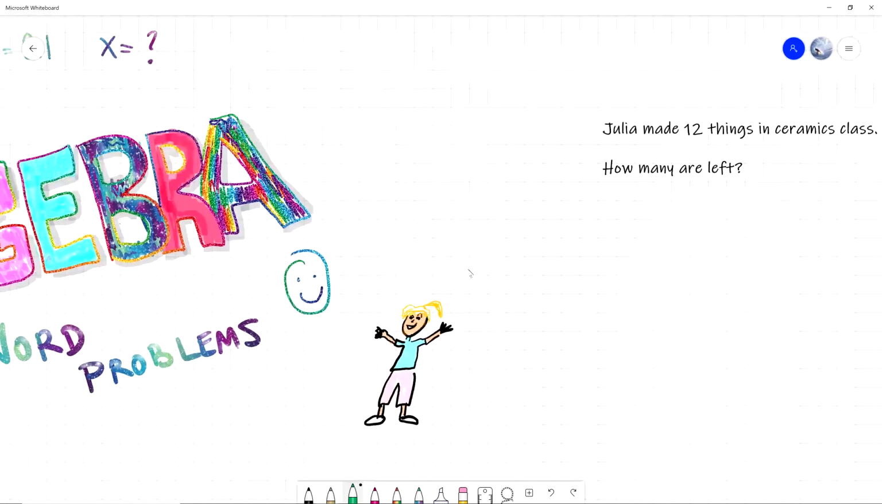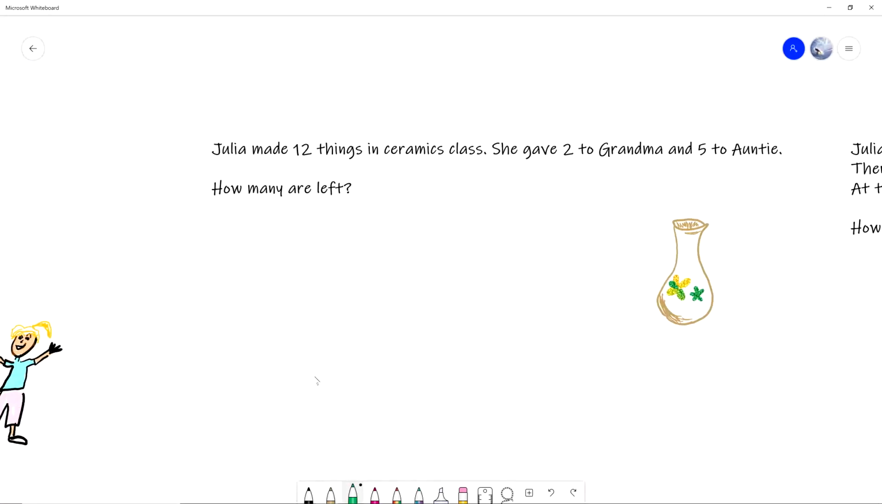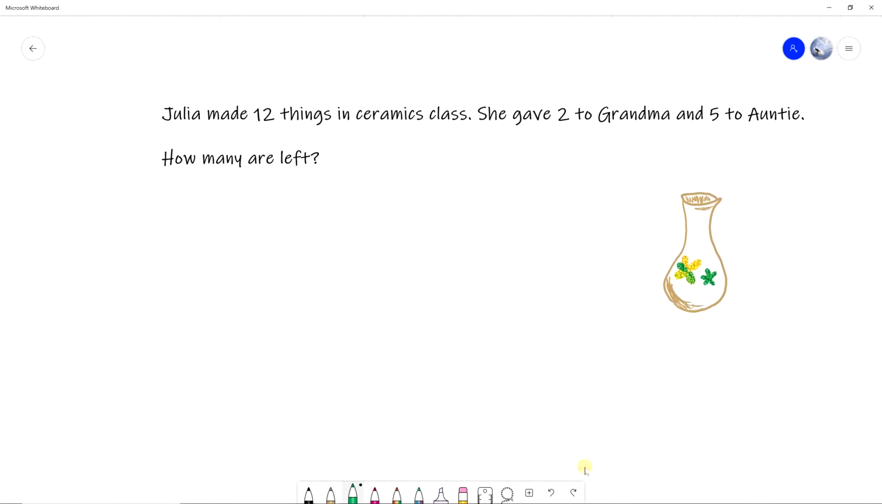What we're going to do today is look at word problems. And the goal is to write an equation that represents the problem and then solve the equation. Natalie, take it away. Julia made 12 things in ceramics class. She gave 2 to Grandma and 5 to Auntie. How many are left?